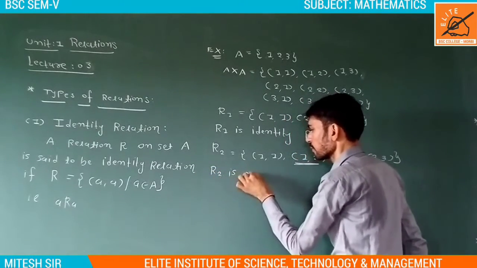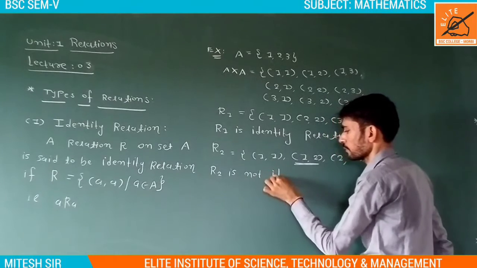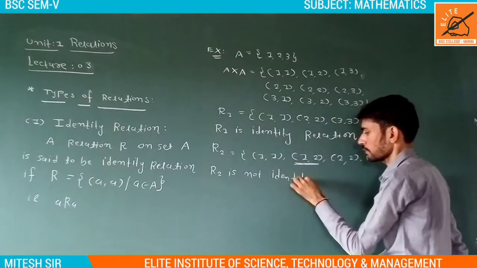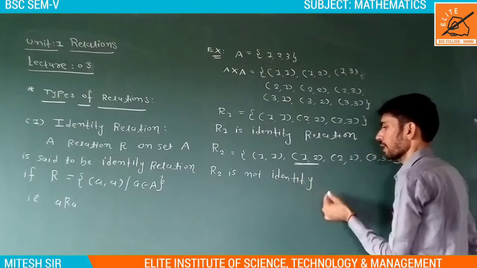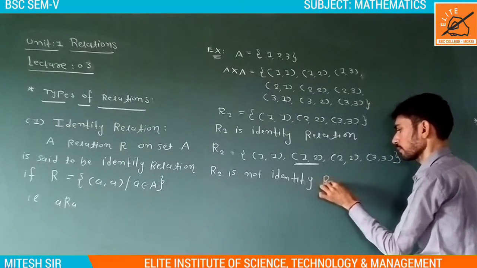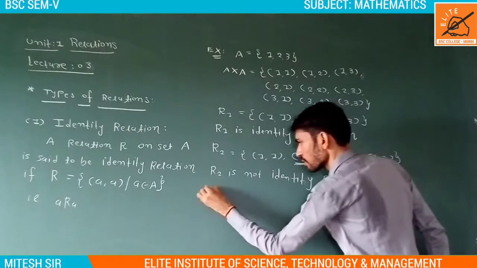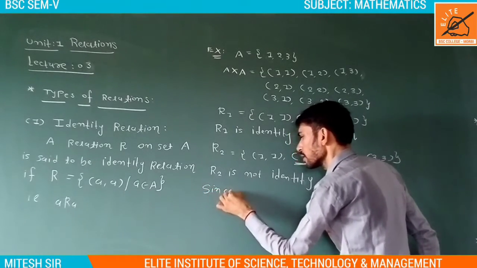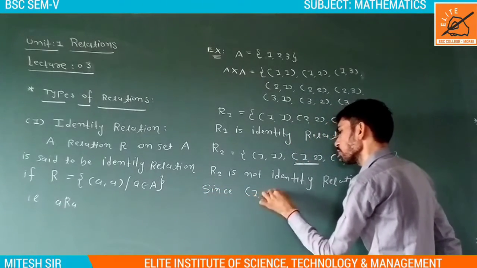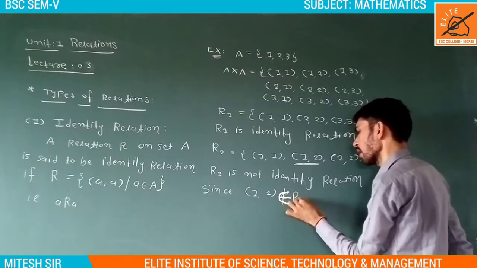R2 is not an identity relation. What is the reason? Since pair 1 2 belongs in our relation R2.